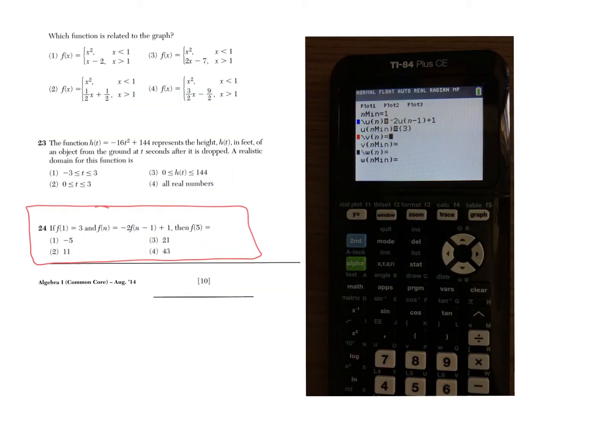So now let's try one question. This is from the August 14 multiple choice section, question 24. If f1 is 3, so that's our first term, and fn is equal to negative 2 fn minus 1 plus 1, that's the recursive formula. Remember, in the recursive formula, on your calculator, you'll use the letter u instead of f. And this value 1 is your n minimum.